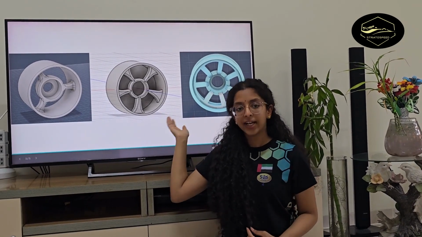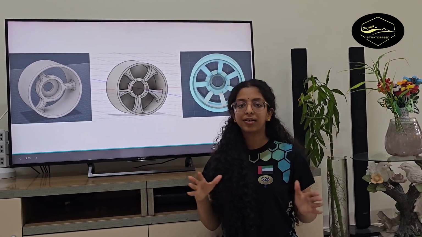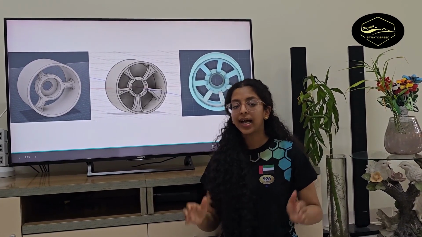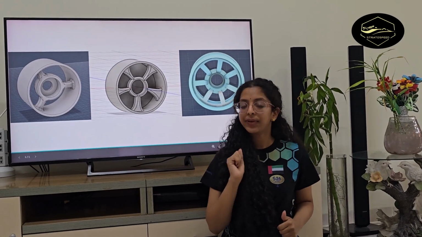The second was a 5-spoke wheel. More spokes meant better support across the wheel. Less flex, less energy loss to the wheel deforming as it spins. This one hits the balance we were looking for.